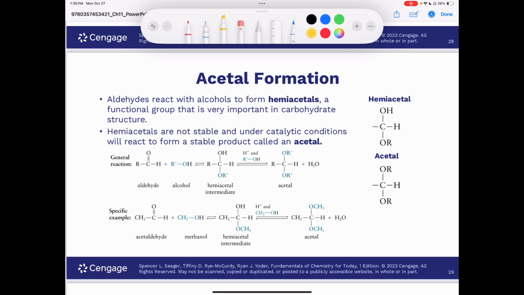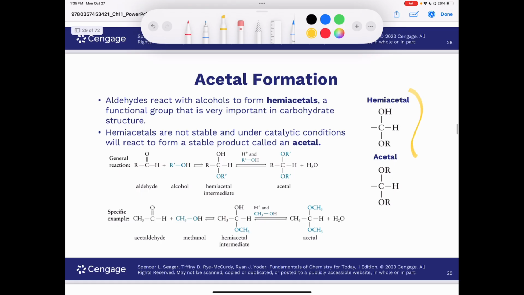Okay, in this slide, we're going to introduce a couple of new functional groups, and you can see them here off to the right-hand side: a hemiacetal and an acetal. It turns out that if you take an aldehyde, and we've seen a lot of aldehydes in this chapter, a bunch of them at the top of our sugars, aldehydes react with alcohols to form what we call a hemiacetal, which is a functional group that's very important for carbohydrates. Hemiacetals usually aren't that stable, and under catalytic conditions, they're going to react to form a more stable product called an acetal.